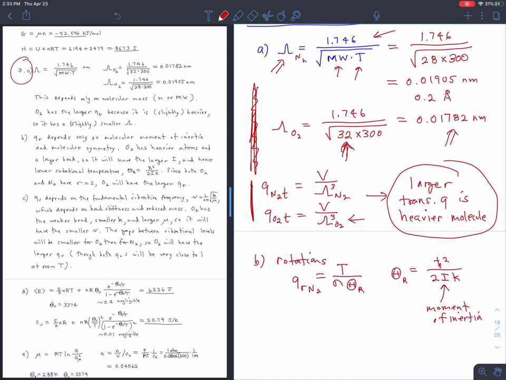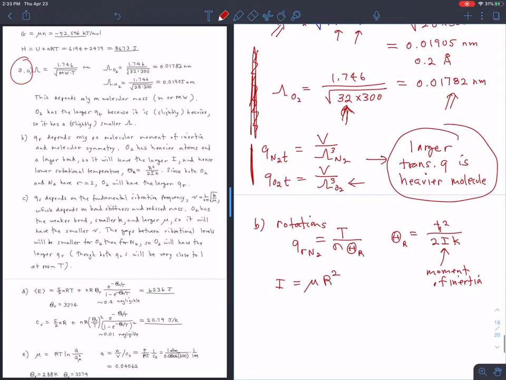And for a diatomic molecule, the moment of inertia is the reduced mass times the equilibrium bond length squared. And so the moment of inertia is larger, and therefore the rotational temperature is smaller, and therefore the partition function is larger for things that have either large reduced mass or a long bond length. And so we're looking for molecules with either long bonds or two heavy atoms. Remember that the reduced mass is always smaller than the lightest atom.